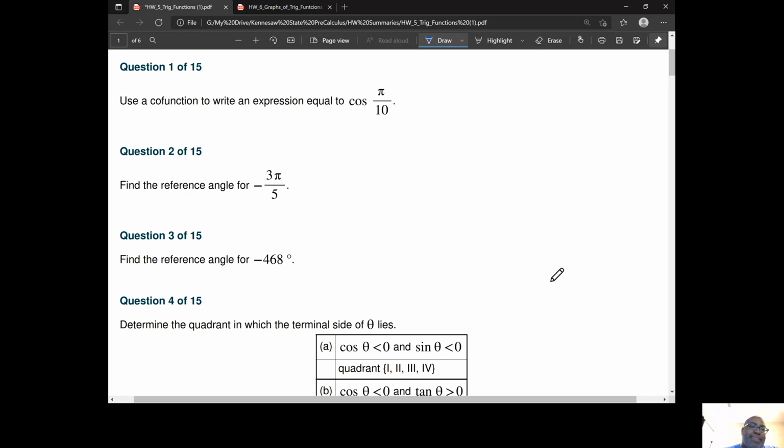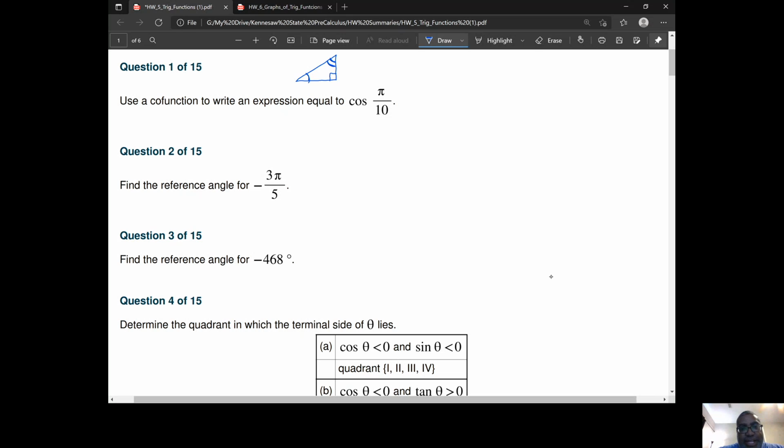For question number 1, use a cofunction to write the expression equal to cosine of pi over 10. The concept you want to understand here is a cofunction. When we're dealing with trigonometry, tri means 3, gon means side, metry means the study of. So we're studying right triangles. When we're talking about the cofunction, the sine of this angle is going to be the cosine of this angle, and vice versa.